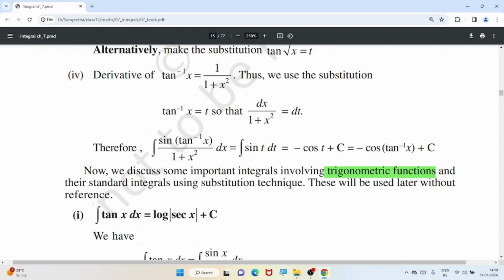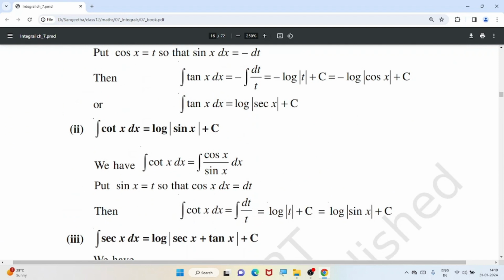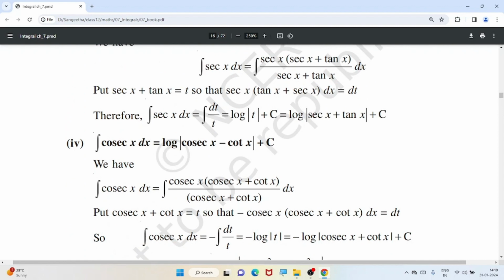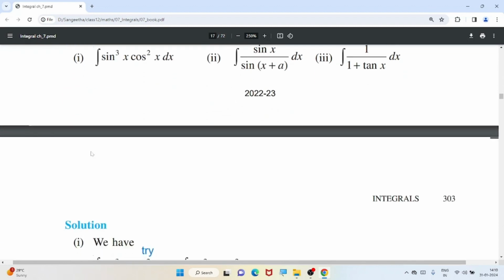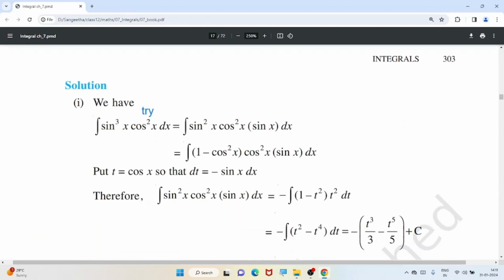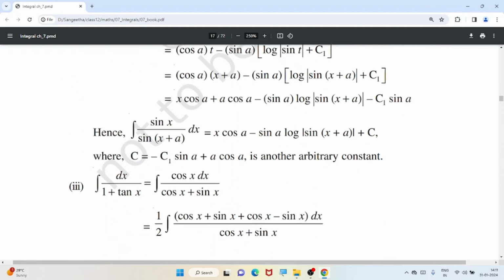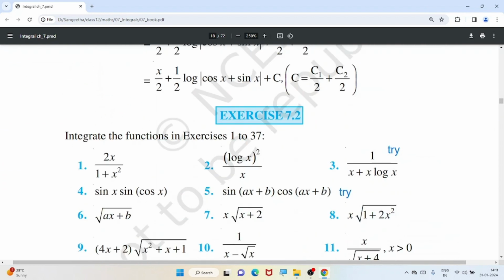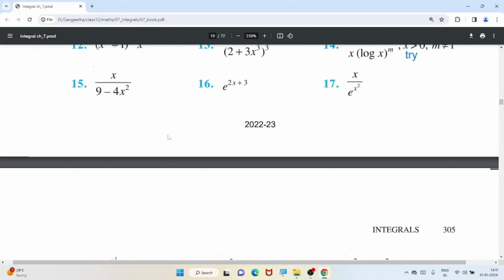So here is the use of trigonometric functions. Tan x dx equal to this. So you can try these things. These are solved examples. Again, you try some of the problems here yourself.